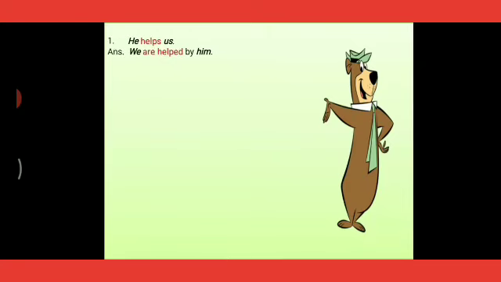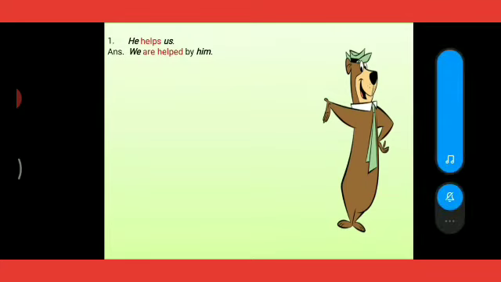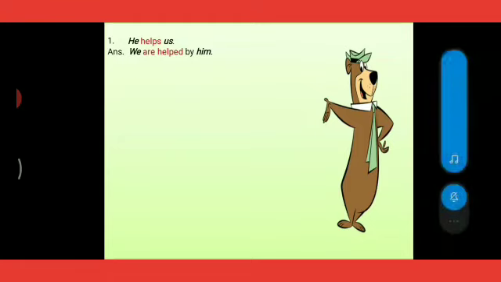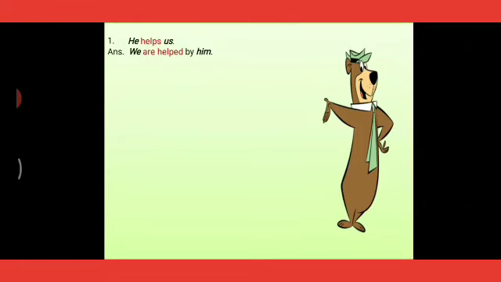See here, he helps us. Which tense is this? Guess it. Yes, it is simple present tense. In simple present tense for passive form, what do we use? Is, am, are plus third form. He helps us. Us will be changed to we. We are helped by him. Second sentence, we love our country. Again, simple present tense. Our country is loved by us.